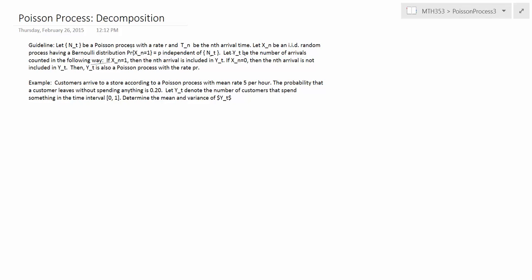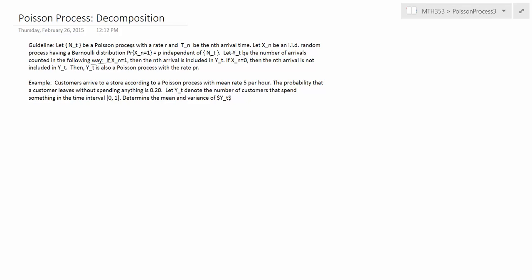So let's look at a simple example. Customers arrive at a store according to a Poisson process with mean rate 5 per hour, so 5 customers per hour. The probability that a customer leaves without spending anything is 20%, that is 0.2. Let Y(t) denote the number of customers that spend something in the time interval (0, 1). Determine the mean and variance of Y(t).